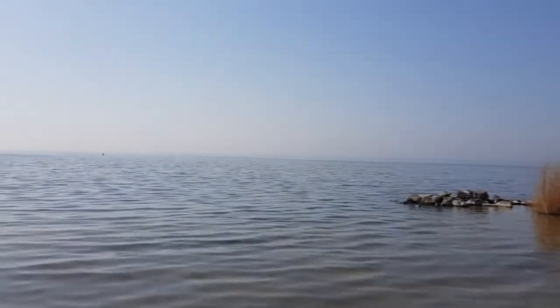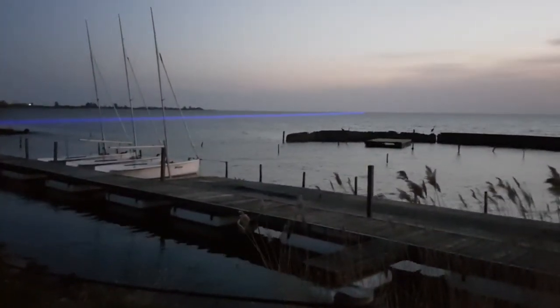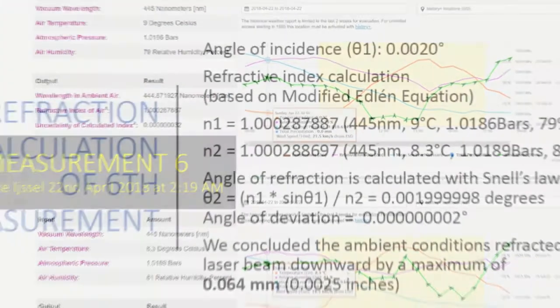FE Core examined the effects of refraction through the gradients in the air by adjusting the beam vertically. It was concluded that with the present ambient conditions at measurement 6, the beam was refracted downward by a maximum of 0.064 millimeters. We were shooting the laser 40 kilometers across the lake. We did find it on the target location, but it was already getting light, so the intensity of the beam was almost not visible anymore. And we had some issues with finding the right orientation of the beam itself. So now that we know where to actually point it, we're going to try it again today to get it on tape.